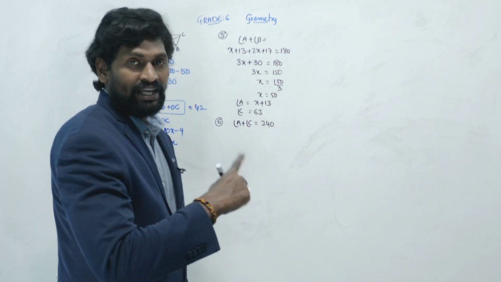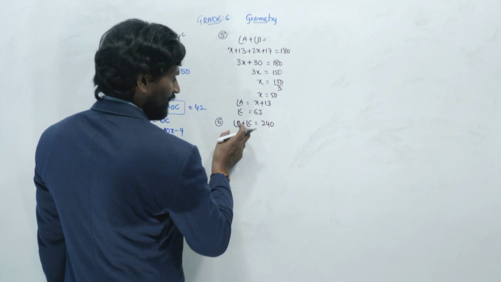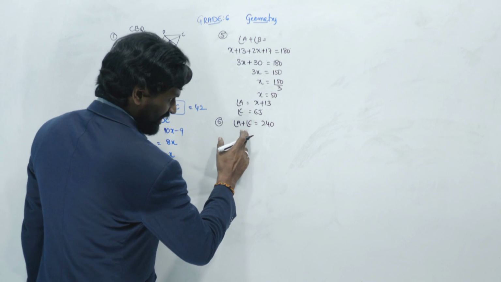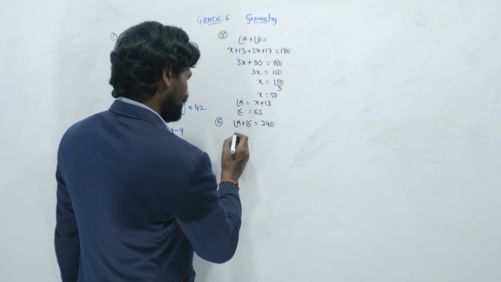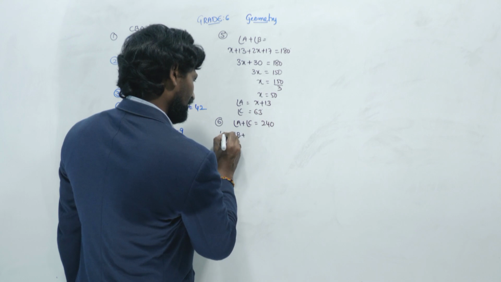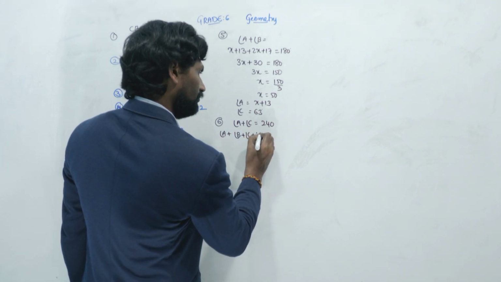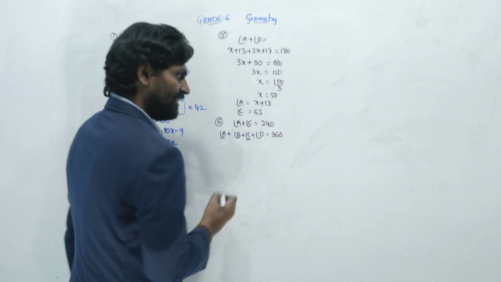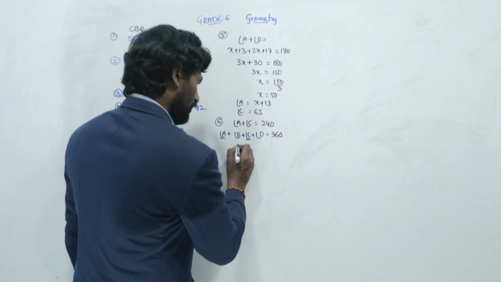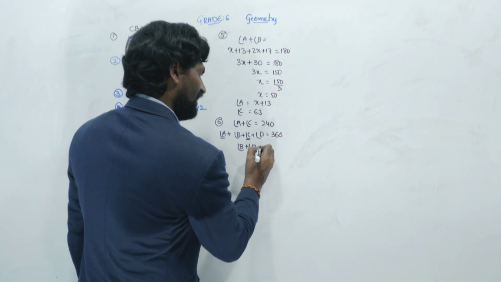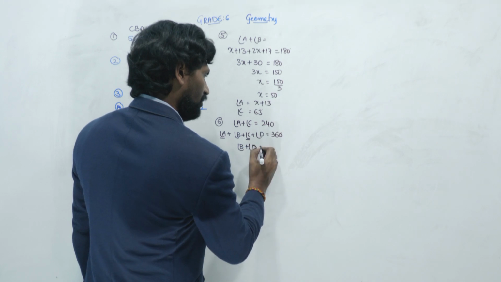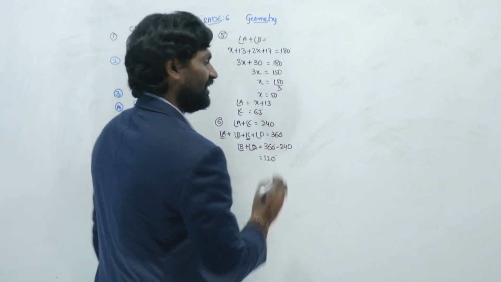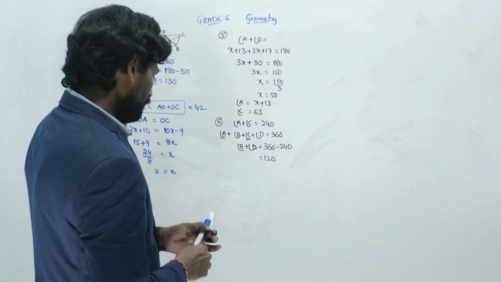The sum of all angles is 360 degrees. So angle A plus angle B plus angle C plus angle D equals 360. From this, angle A plus angle C is 240, transposing to the other side as minus 240. So angle B plus angle D equals 360 minus 240, which is 120 degrees. Okay, now problem number 7.